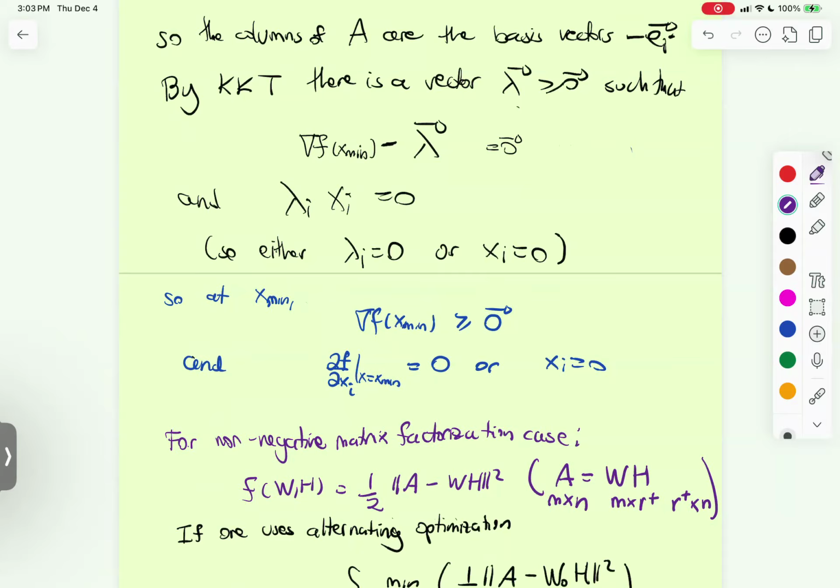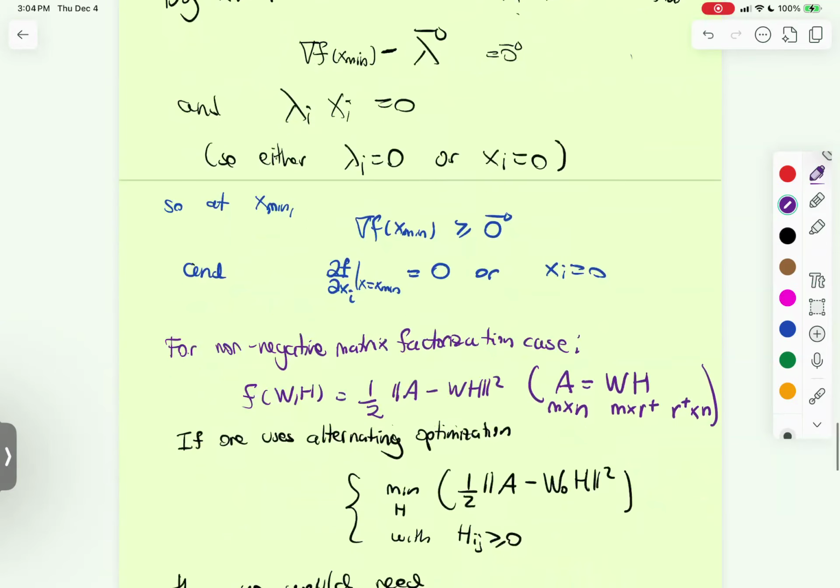It's an alternating scheme where you fix a matrix W0 and then find the H that minimizes the distance. Then with that H, you find the W that minimizes the distance, and you do a back and forth. The difference is that here, when you do the back and forth, you're trying to do it in such a way that the matrices always have non-negative entries, and that's the constraint.